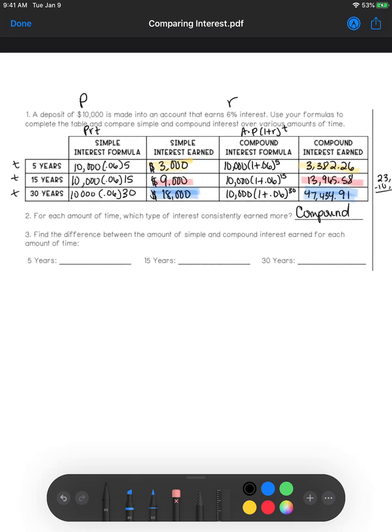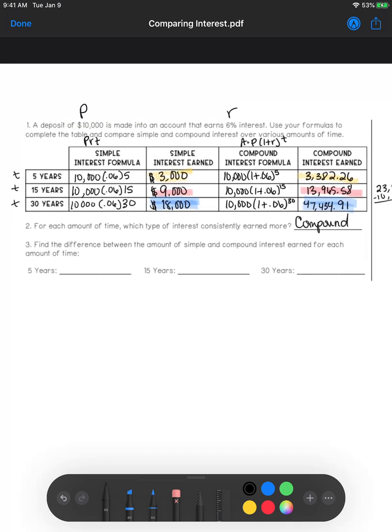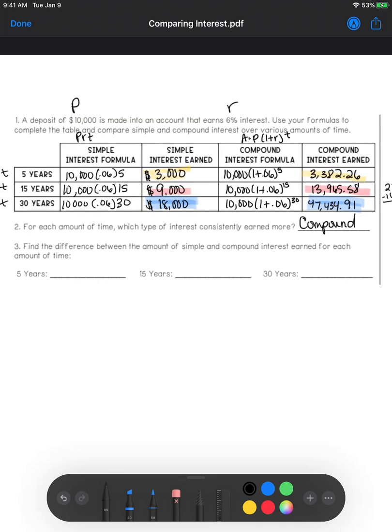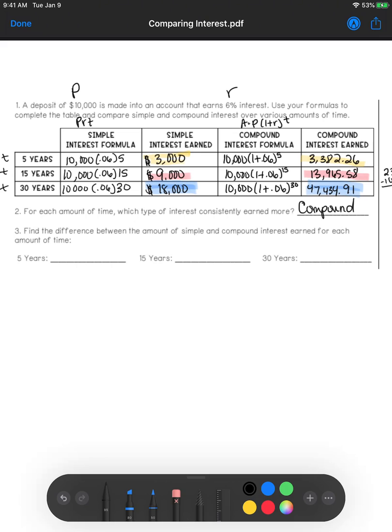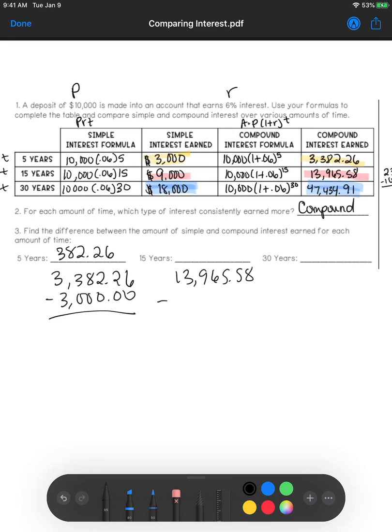Next, find the difference between the amount of simple and compound interest earned for each amount of time. So now we're going to subtract each of these. So year 5, we're going to do 3,382.26 minus 3,000, and I get 382.26. All right, for 15 years, I'm going to subtract it again, so 13,965.58, and I'm going to subtract my $9,000, and I get $4,965.58.